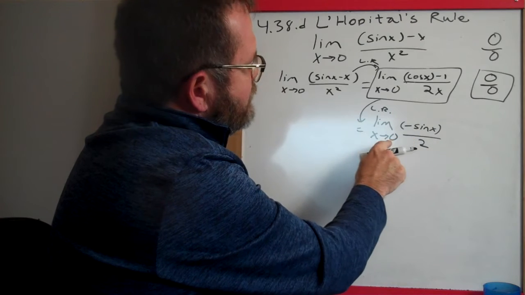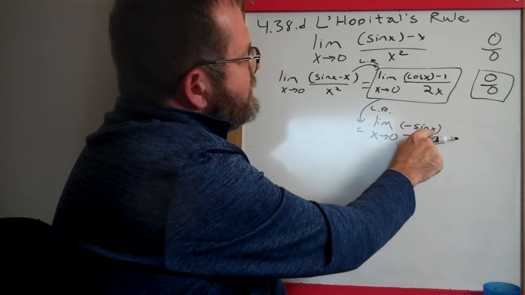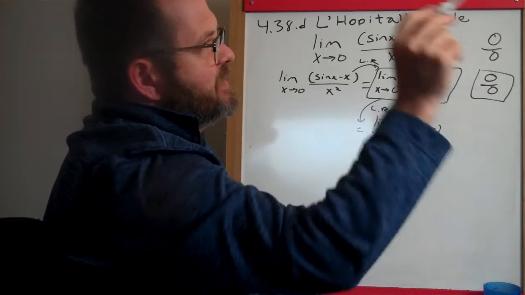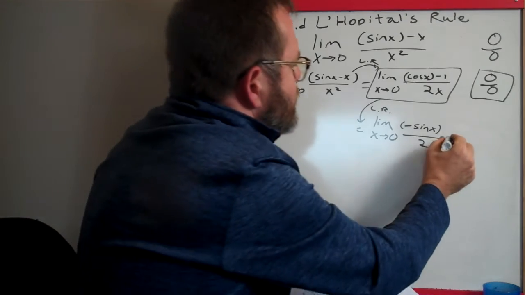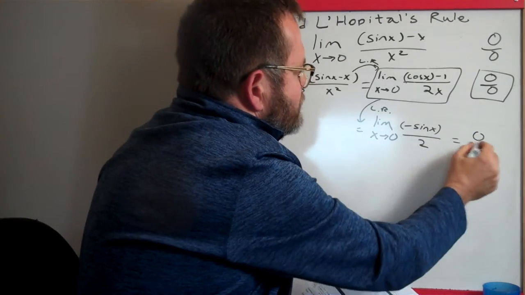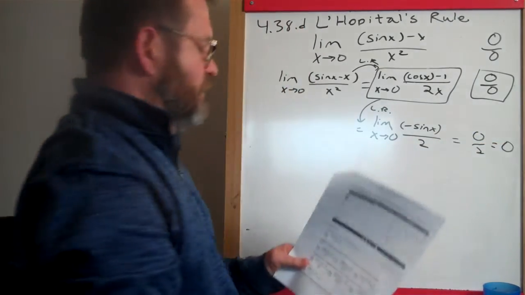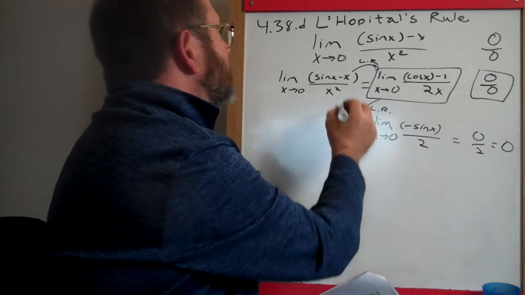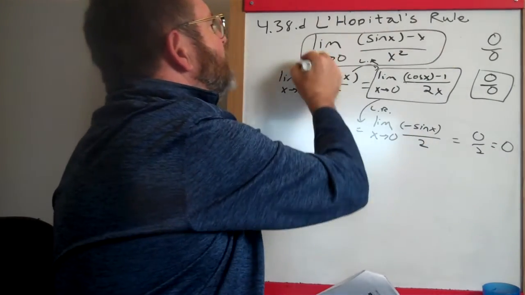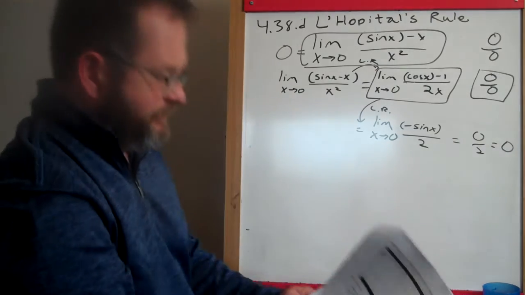Now, let's see what we got here, direct substitution. The sine of 0 is 0. And divided by 2 is just 2. So, all right, 0. So after all that work, our original limit is apparently equal to 0.